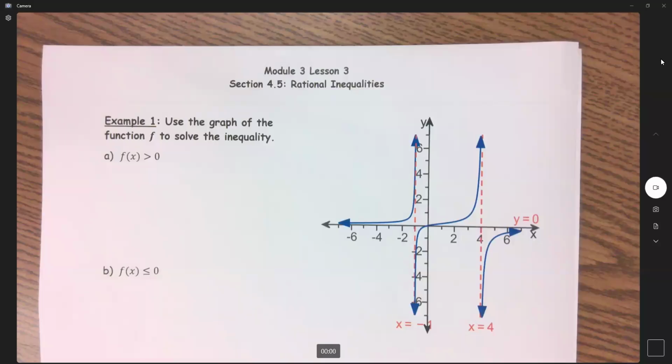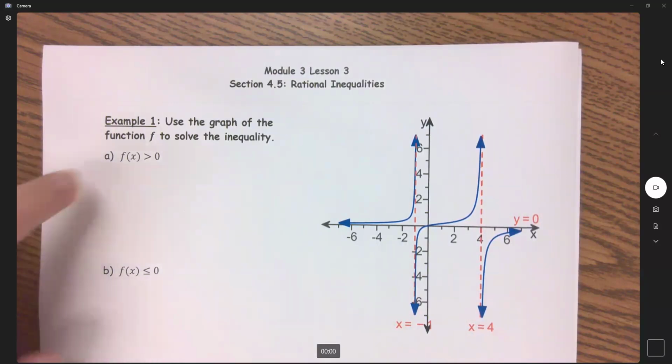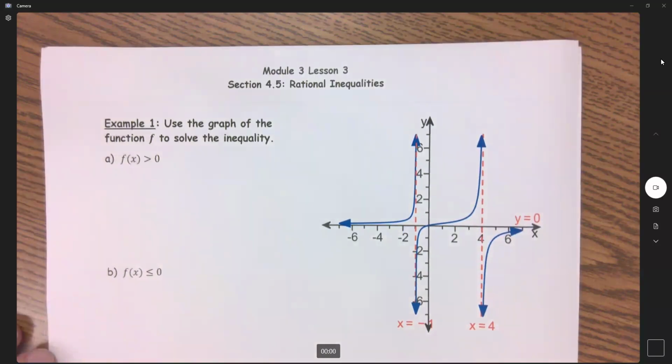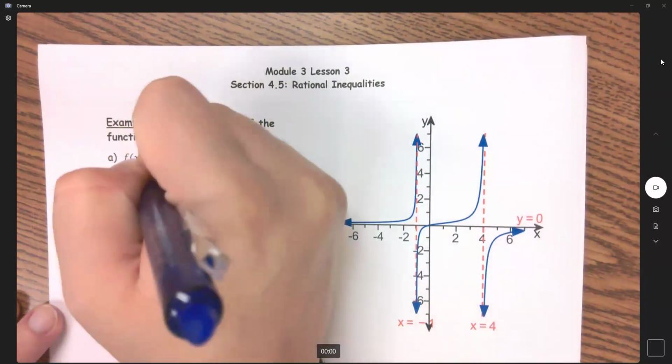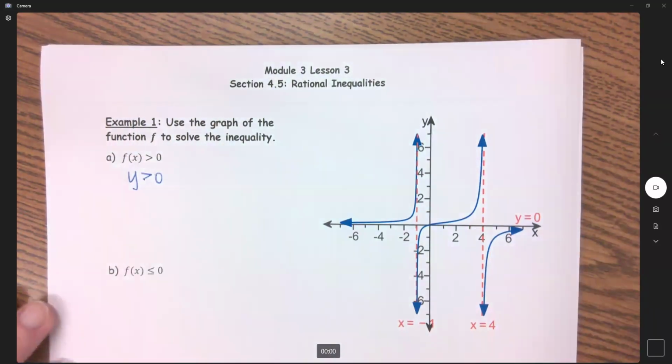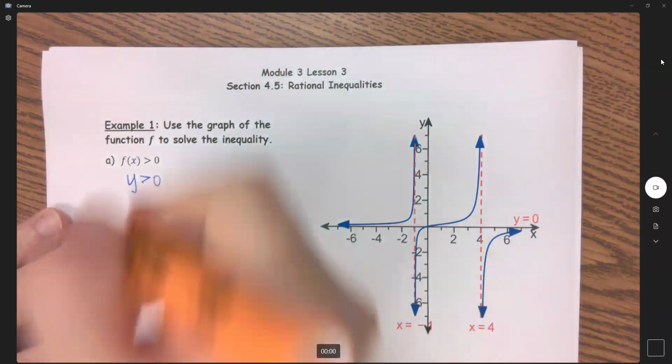In our first two examples, we're going to solve our inequalities graphically. So example 1 says to use the graph of the function to solve the inequality. And so we will have a part A and a part B. The first one I want to know when f of x is greater than 0. And so that's another way to simply say when y is greater than 0. And so where is y greater than 0?